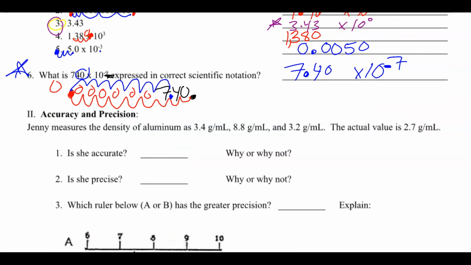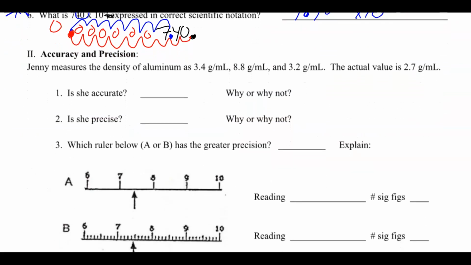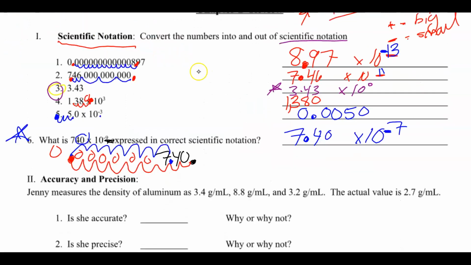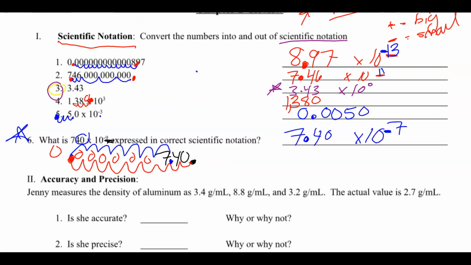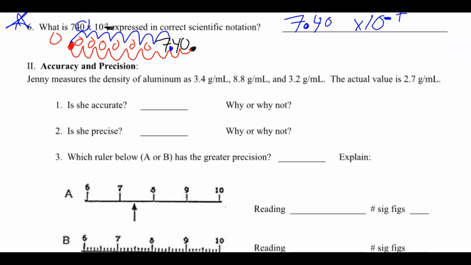Okay, our next section, accuracy and precision. Jenny measures the density of aluminum as 3.4, 3.8, and 3.2. The actual value was 2.7 grams per milliliter. So was she accurate? Let's think about what accurate means. It means close to the given value. 3.4, 3.8, and 3.2. Was she accurate?